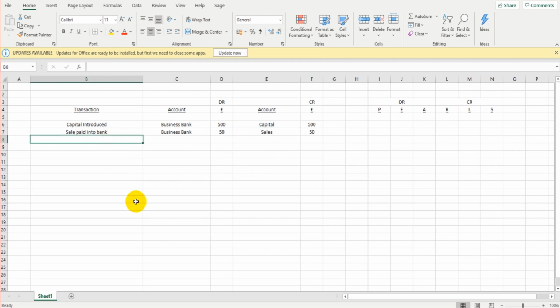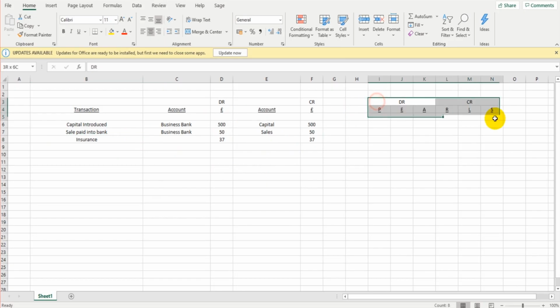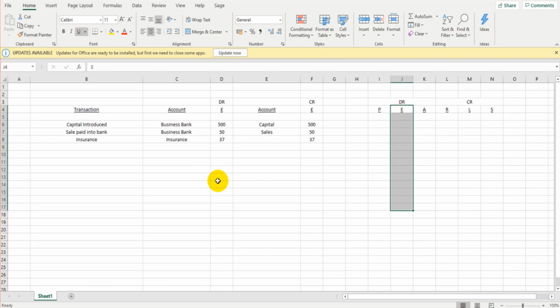Let's say the business then pays out money for insurance. Okay, so we have insurance. And let's say this time it's 37 of whatever currency we're using. We have 37. Insurance is an expense. It's money out of the business. Where is expense on Pearls? It's here with E. It's a debit. So we have an insurance account, which is an expense account. Expense accounts are debit. And then we have the money leaving the bank account, which is a credit.